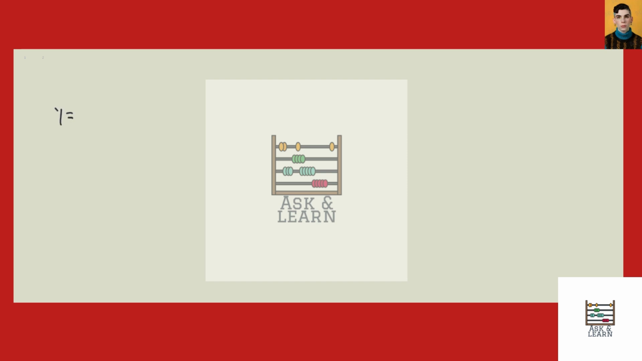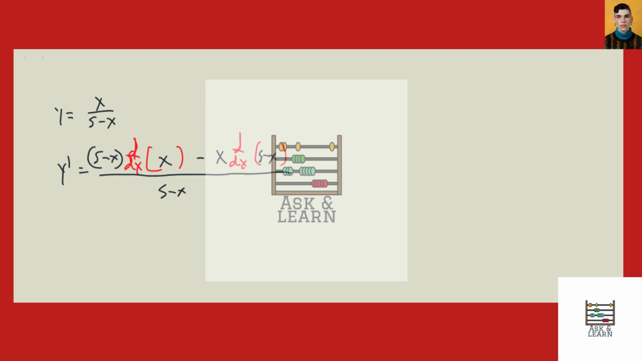So we have y is equal to x over 5 minus x. If I want to take the derivative of this, I'm going to have to use the quotient rule. The way I remember it is low d high minus high d low, all over the square of what's below, where the d is just supposed to be derivative. So 5 minus x times the derivative of x, minus, then we switch, x times d/dx of 5 minus x, all over the square of what is below.